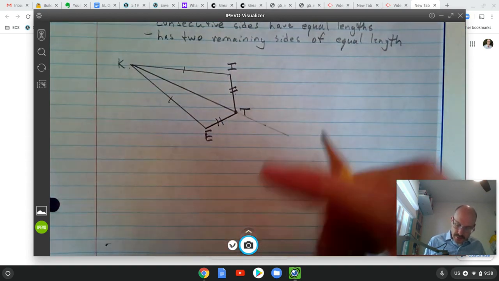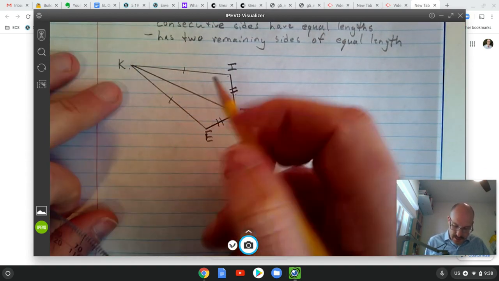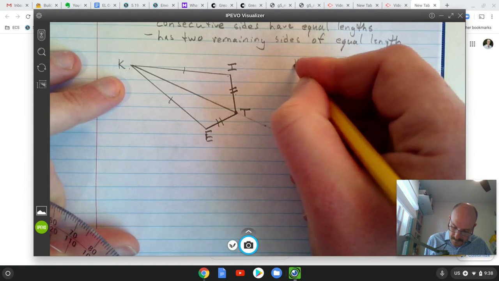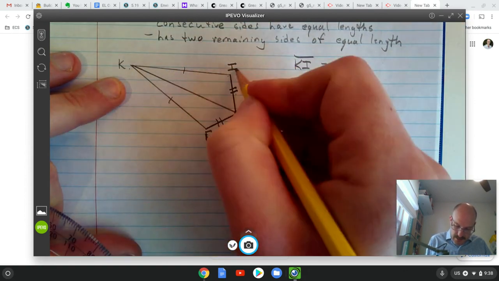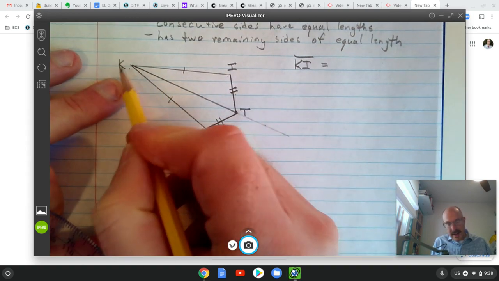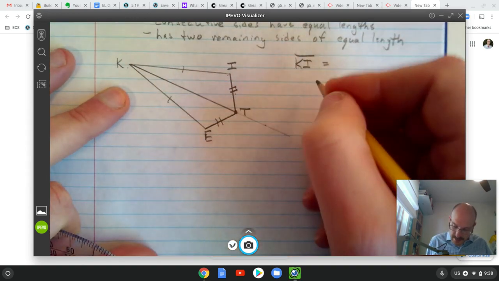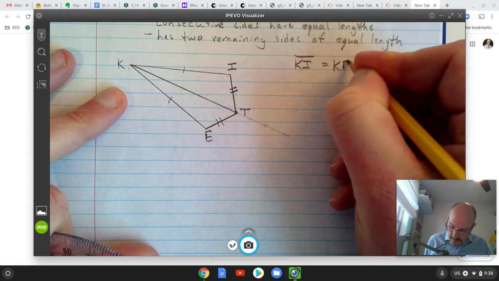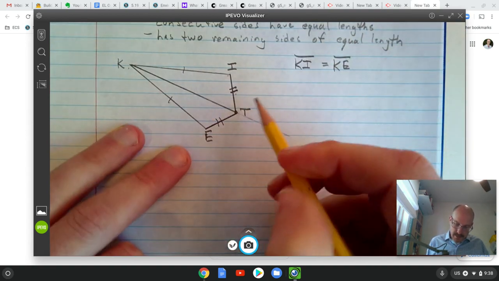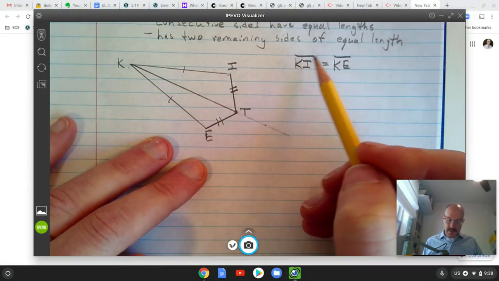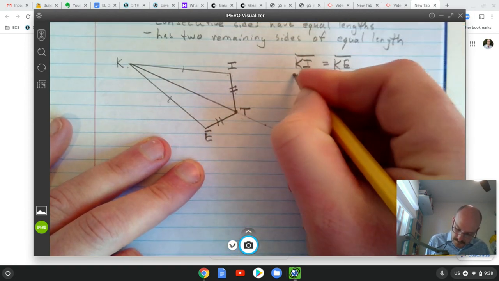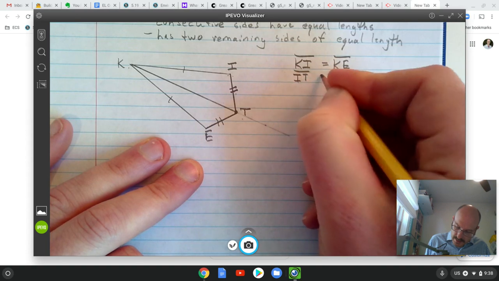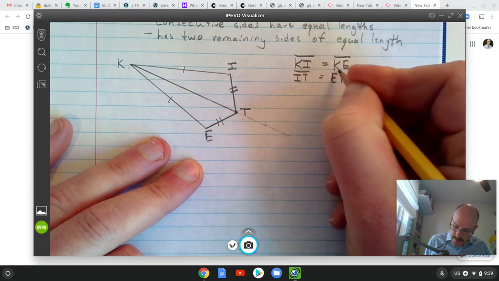So a kite is a quadrilateral and it has two consecutive sides. So this is KI. KI is equal to, and it shares that angle K. So KI is equal to KE. And let's see, it has two remaining sides of equal length. So IT is equivalent to ET.